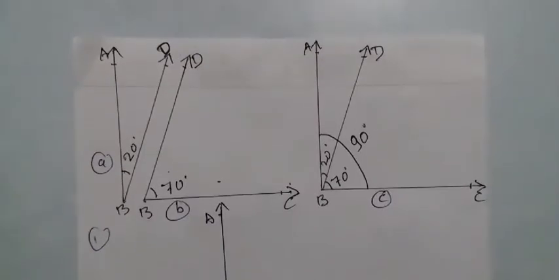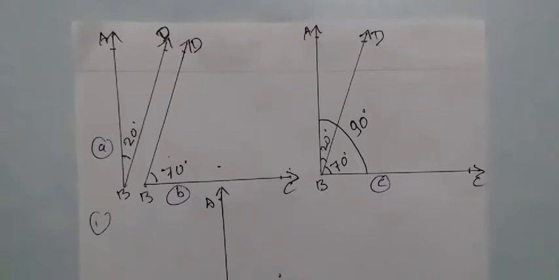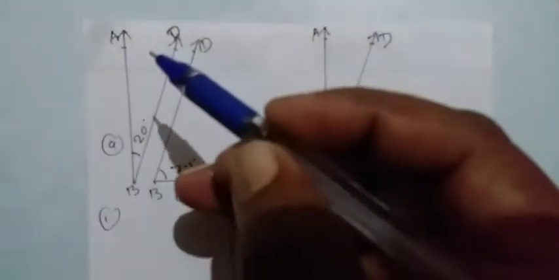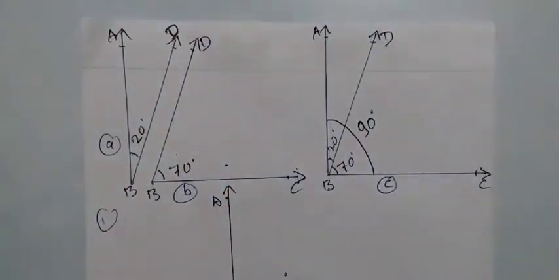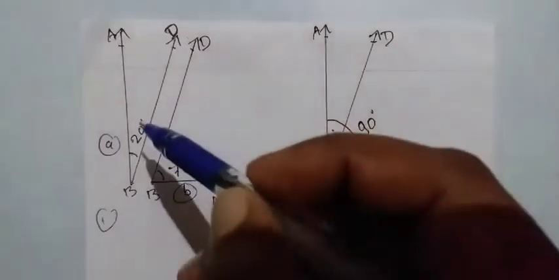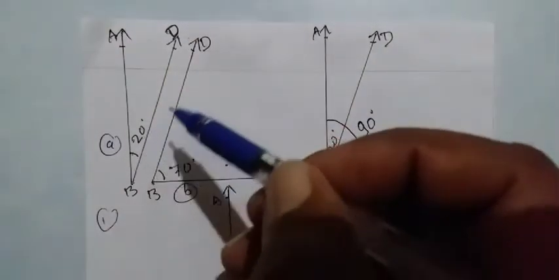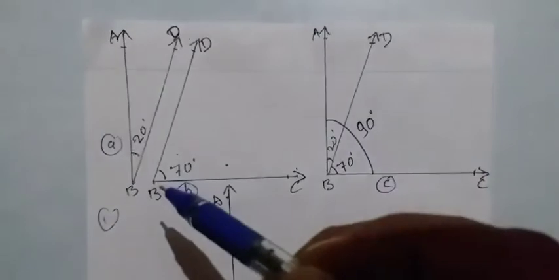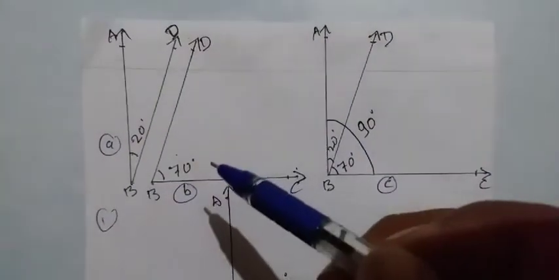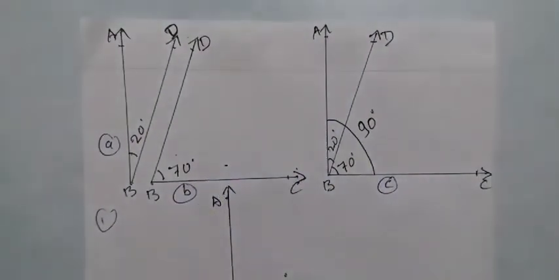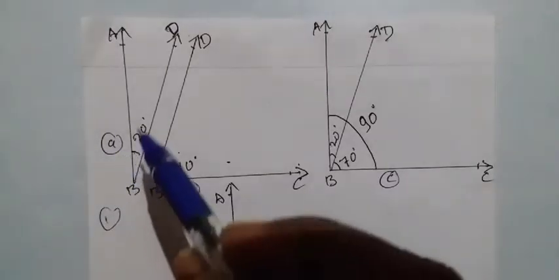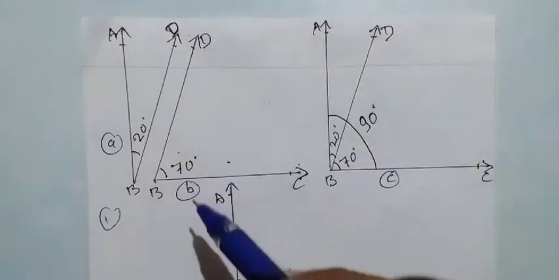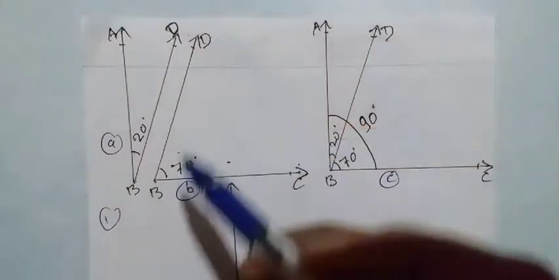Students, all of you listen here. This is the angle ABD. Its measure is 20 degrees. Another one, angle DBC. Its measure is 70 degrees. Figure A is angle ABD, and figure B is angle DBC.